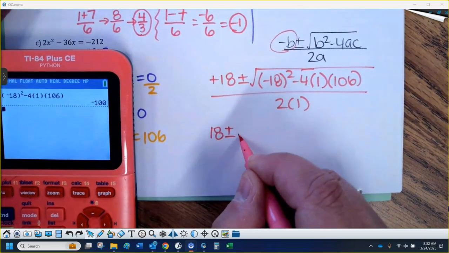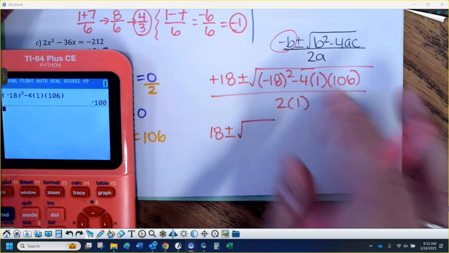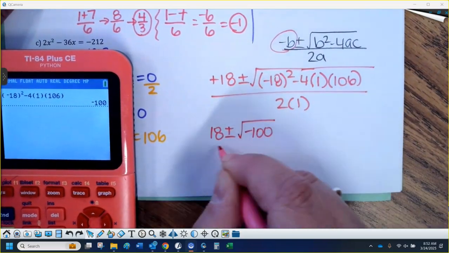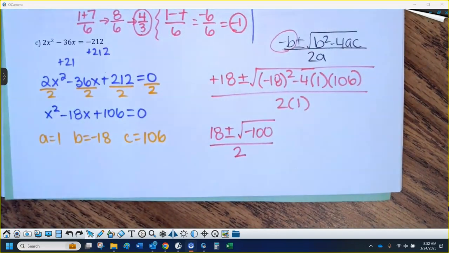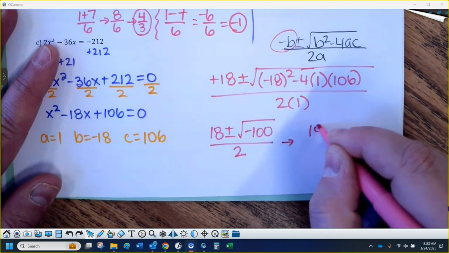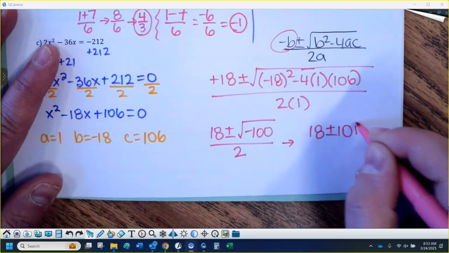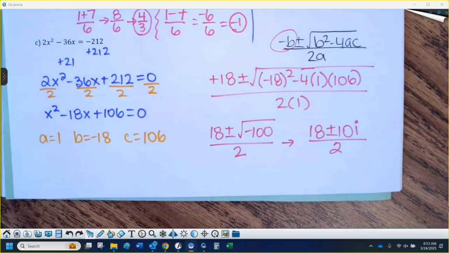Now, under the square root, so I didn't take the square root, I just typed in what I had underneath there, this is -100, the bottom of that fraction, just 2 times 1 would be 2. Okay, anybody know what you'd write for square root of negative 100? What would be the square root of just 100? 10. Well, so what if it's negative 100? What would you write? 10i. That's it. Okay, this is going to be imaginary. So 18 plus or minus 10i over 2.